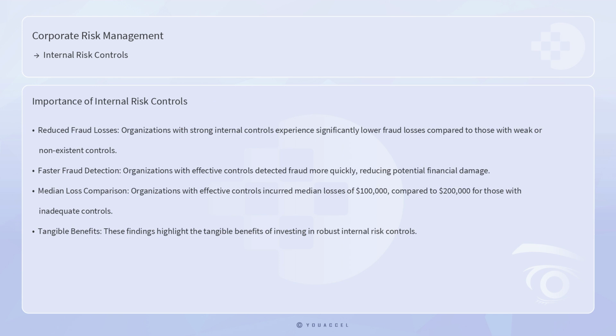Statistics underscore the importance of internal risk controls in preventing financial losses and enhancing organizational performance. According to a study by the Association of Certified Fraud Examiners, organizations with strong internal controls experience significantly lower fraud losses compared to those with weak or non-existent controls. The study found that organizations with effective controls detected fraud more quickly and incurred median losses of $100,000 compared to $200,000 for organizations with inadequate controls. These findings highlight the tangible benefits of investing in robust internal risk controls.